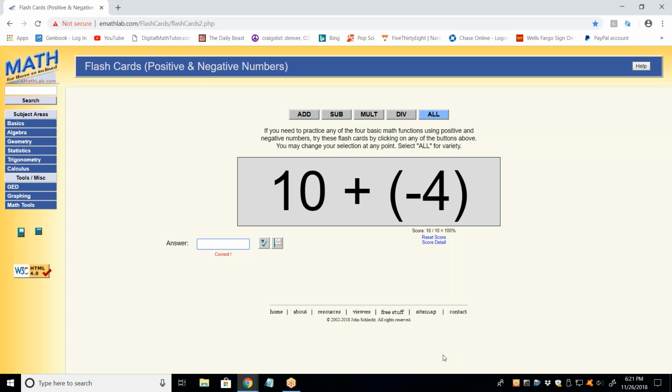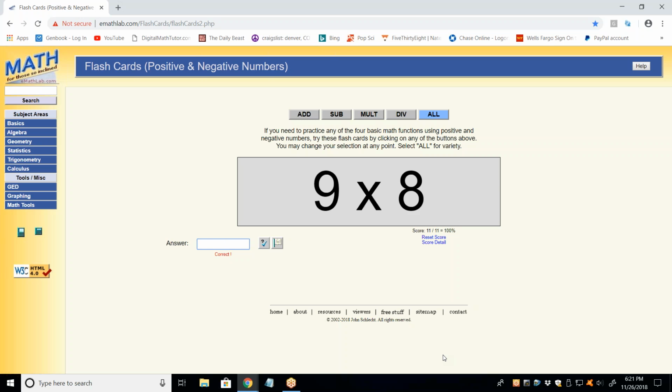Correct. Notice that this problem is exactly the same as 10 minus 4. By having the plus and the minus next to one another, it basically turns into a minus. So it's a simple subtraction problem, 10 minus 4. You just have to memorize this. Give me the sign first.